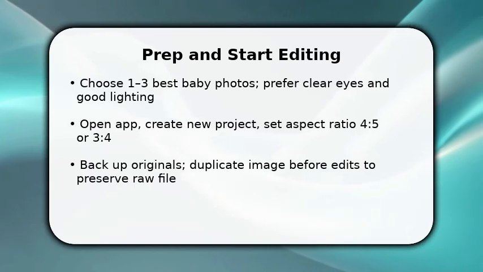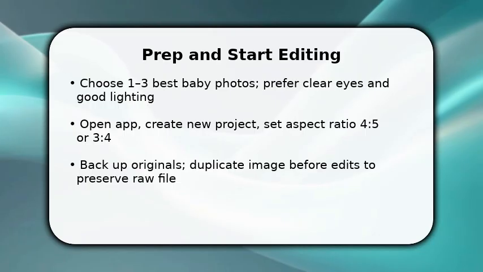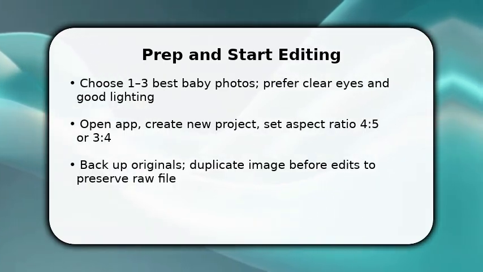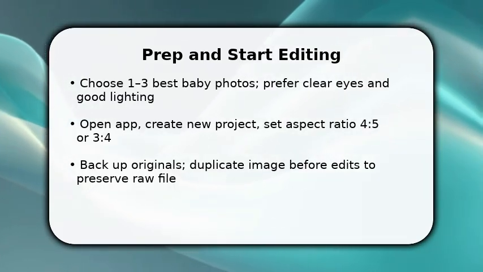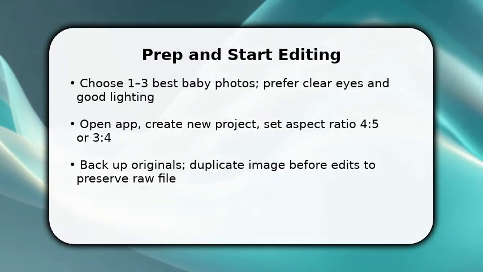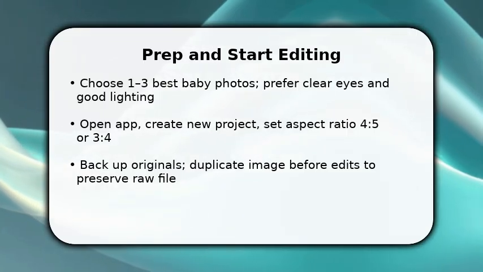Enjoy the video. You begin by selecting 1 to 3 clear baby photos. Pick images with open eyes and soft lighting so edits look natural. Once selected, open the baby photo editor and create a new project, choosing an aspect ratio like 4:5 or 3:4 for prints versus social posts. Make sure to duplicate each original file first so you can always revert.